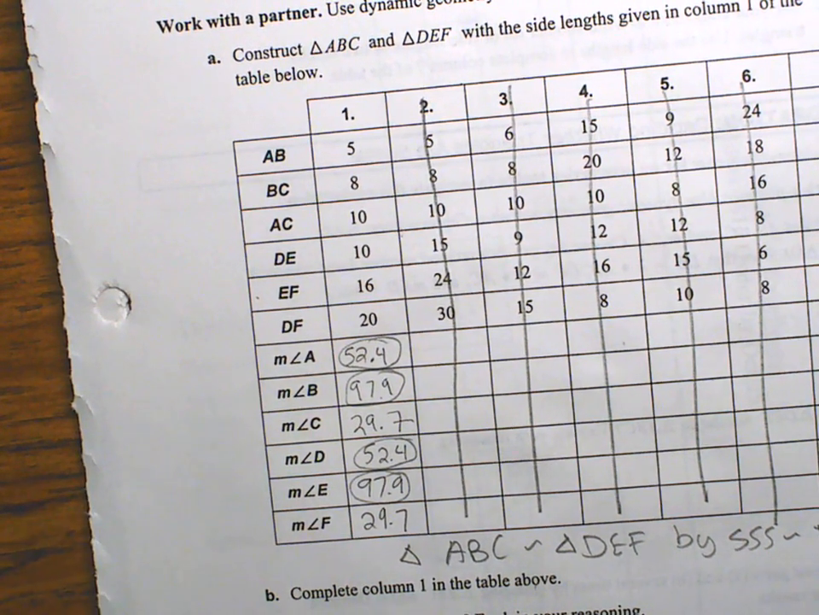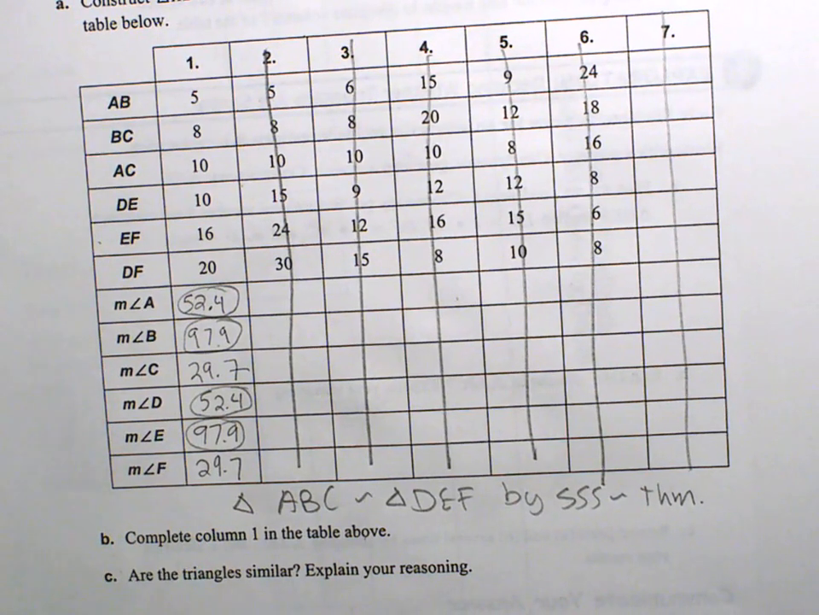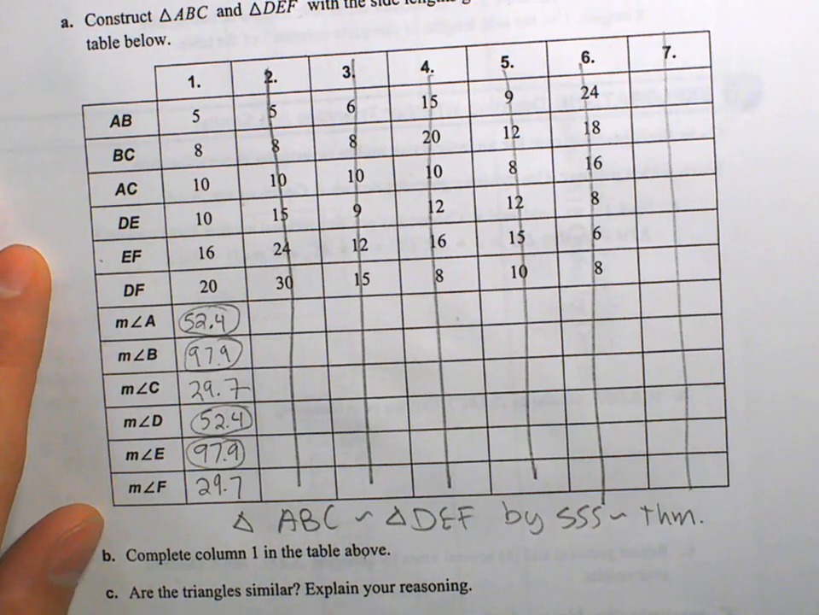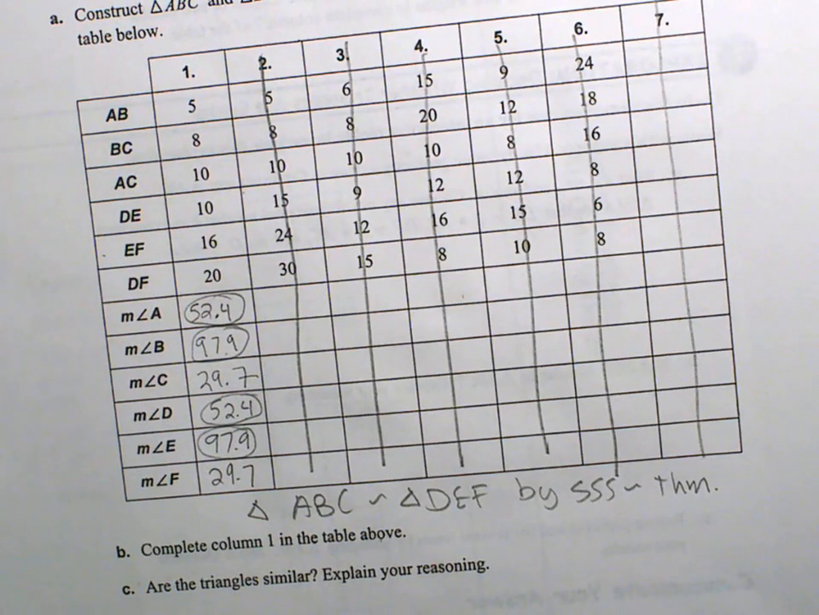This is why it was very important for us in Chapter 5 to write the congruence theorems, because there is a similarity theorem. So all we need to look for is three pairs of corresponding sides that have the same scale factor, and then the triangles are going to be similar.